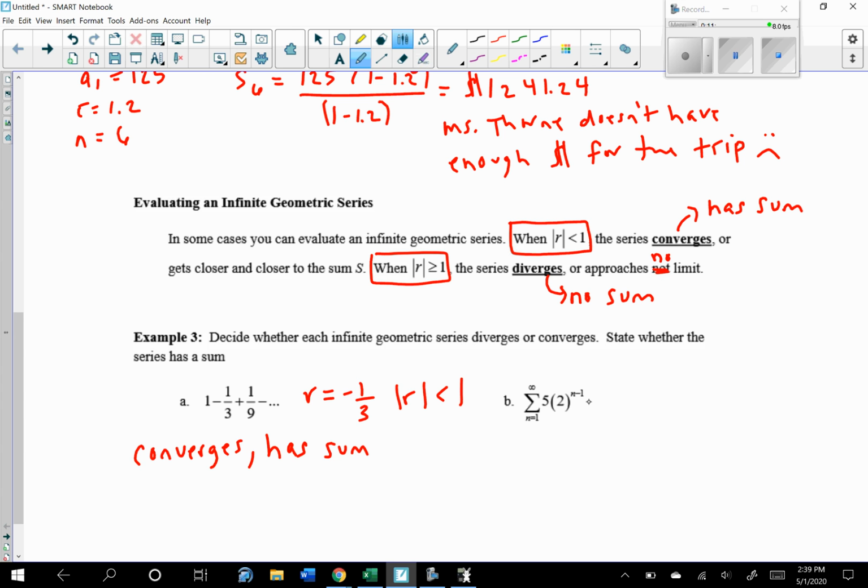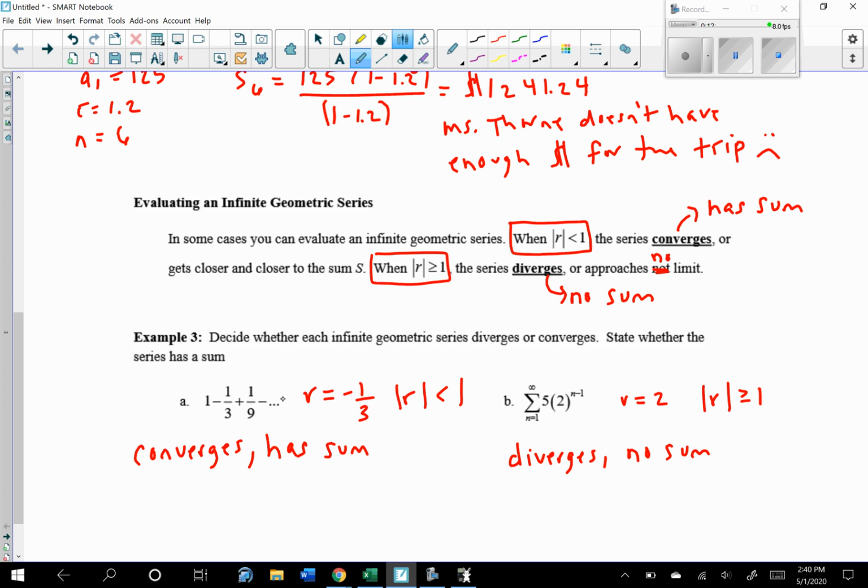If we look at this one over here, this is just a little bit of a different way of writing this. As you notice, this right here is our explicit form for our geometric sequence. So 5 is my first term, and this is my common ratio. So in this case, r is equal to 2. And for this, the absolute value of r is greater than or equal to 1. So that means this diverges and has no sum.